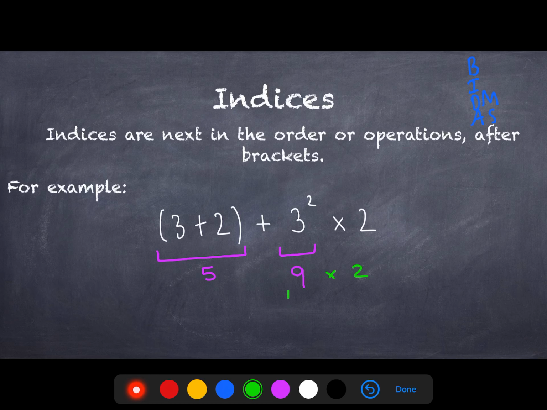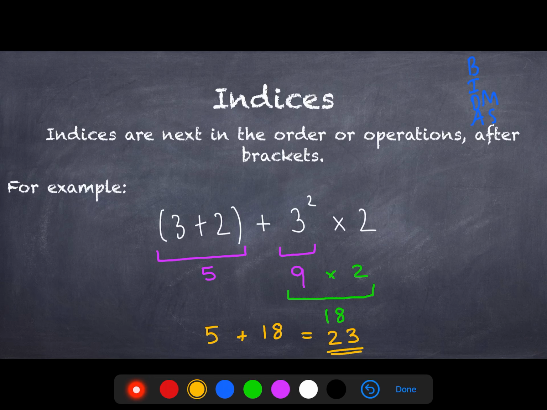I've got 9 times 2. So that is going to give me 18. And then I'm kind of back to my final little bit of working here. I've got my original 5 plus 18, and that is going to give me 23.